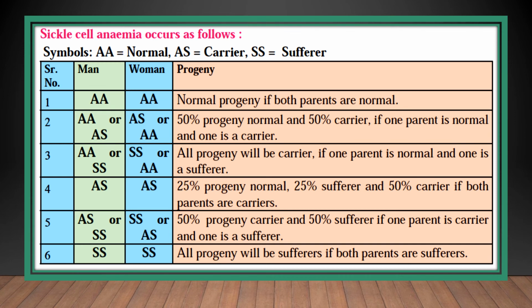Now, if one parent is a carrier and one parent is a sufferer, then 50% of the progeny will be carriers and 50% will be sufferers. And if both the parents are sufferers, then definitely all the progeny or the children will be sufferers.